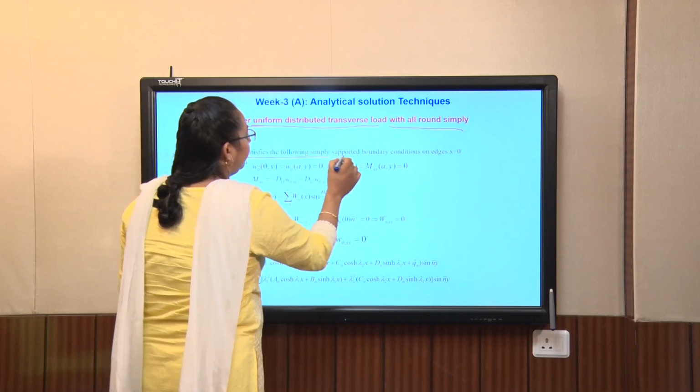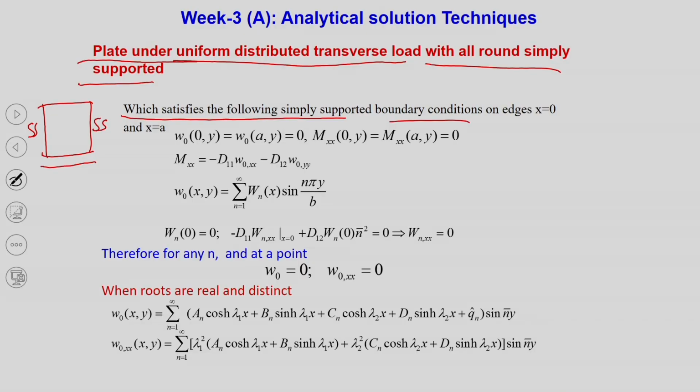First, identify the boundary conditions at x equal to 0 and x equal to a. What are the variables that need to be specified? If my plate is simply supported, then the deflection has to be 0 at x equal to 0 and x equal to a.